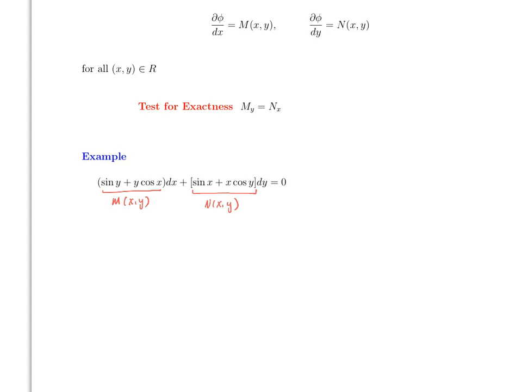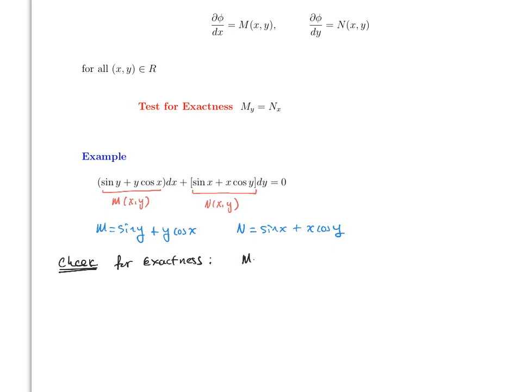Now, it may be more helpful to actually write it out. M is equal to sine y plus y cosine x, and then N is equal to sine x plus x cosine y. All right, so first thing is check for exactness.